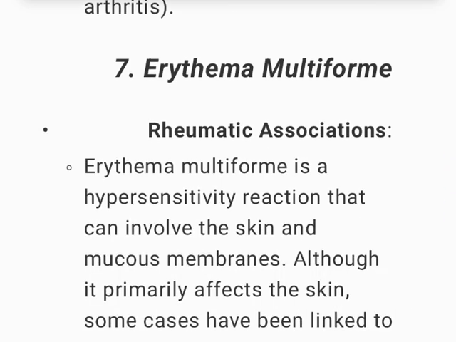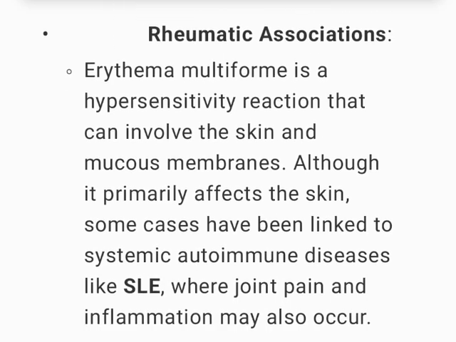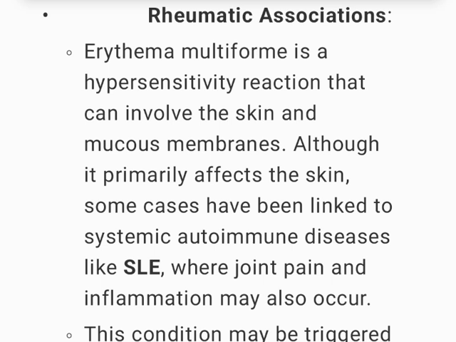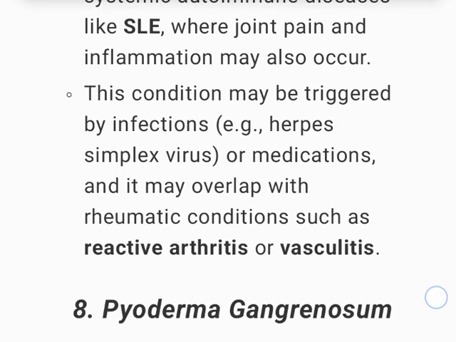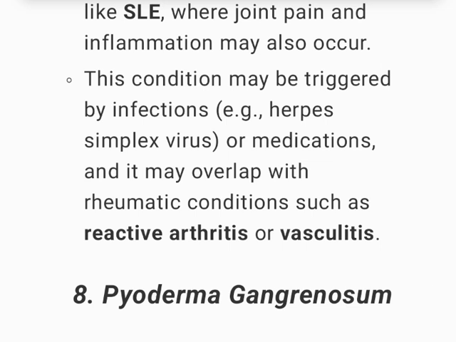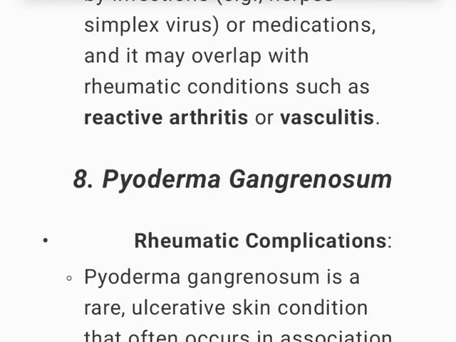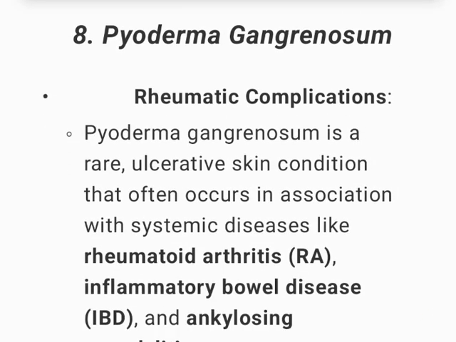Number 7. Erythema multiforme. Rheumatic associations. Erythema multiforme is a hypersensitivity reaction that can involve the skin and mucous membranes. Although it primarily affects the skin, some cases have been linked to systemic autoimmune diseases like SLE, where joint pain and inflammation may also occur. This condition may be triggered by infections, e.g., herpes simplex virus, or medications, and it may overlap with rheumatic conditions such as reactive arthritis or vasculitis.